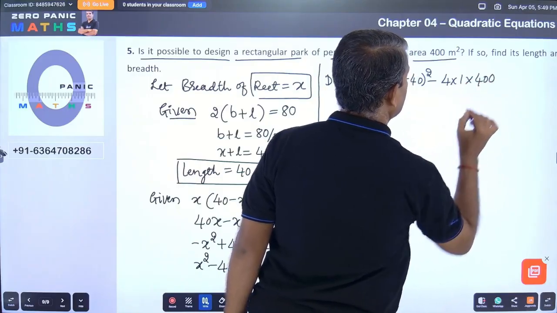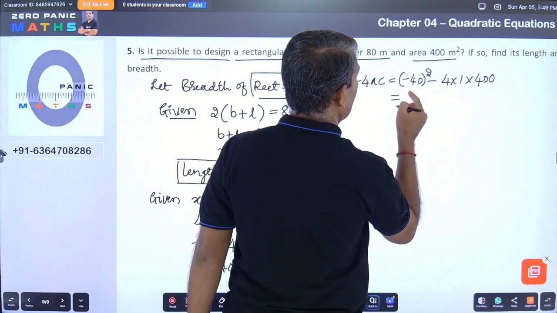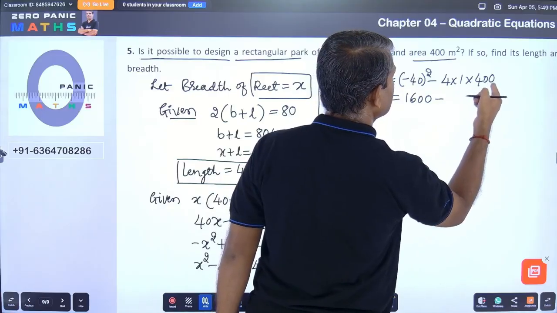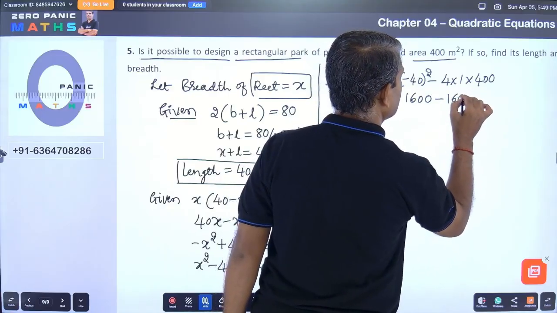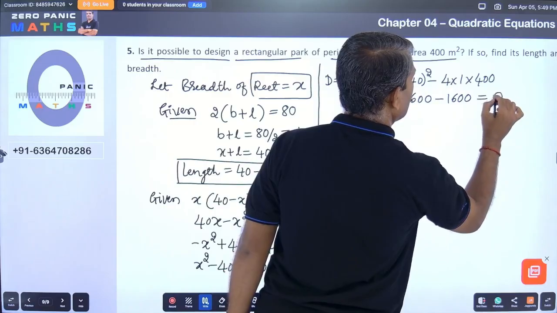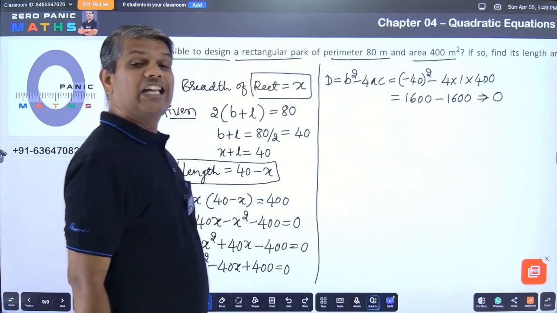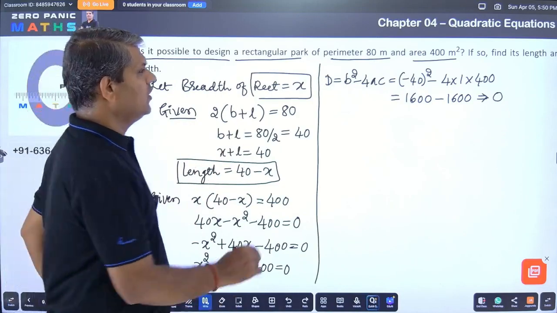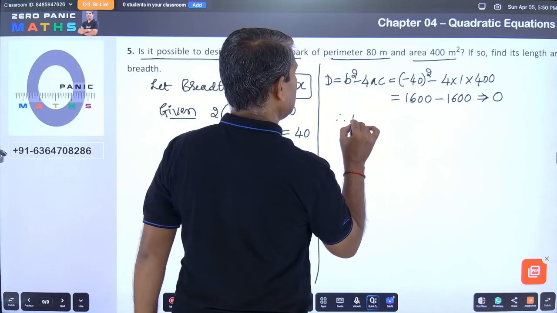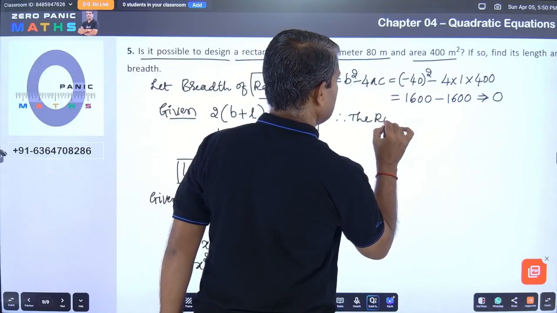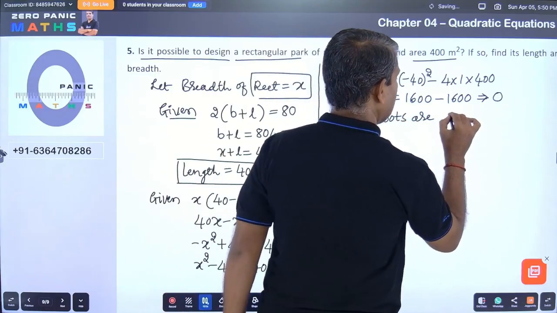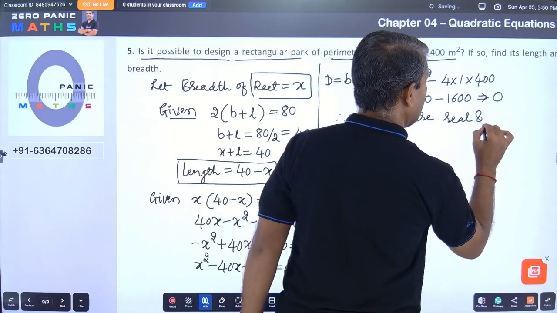That is plus 400, right? So it is 40 square is 1600 minus this is also 1600. So the roots are real and equal. The roots are real and equal. Okay. So therefore the roots are real and equal.